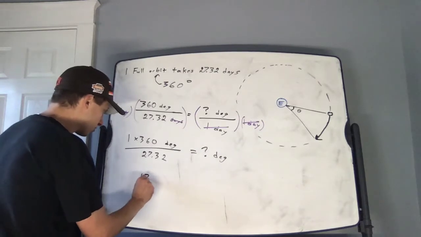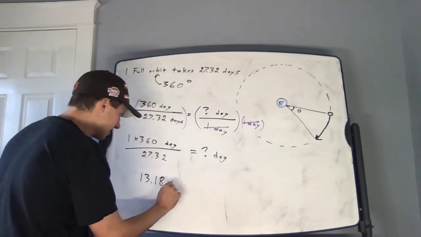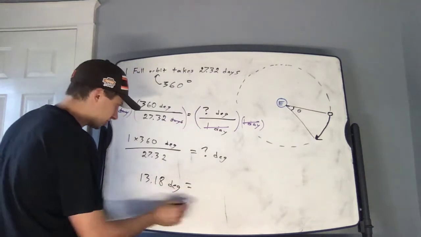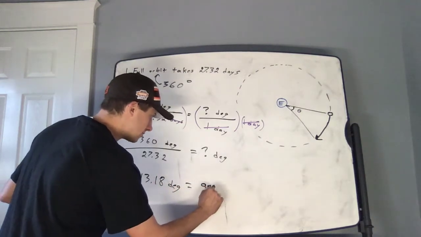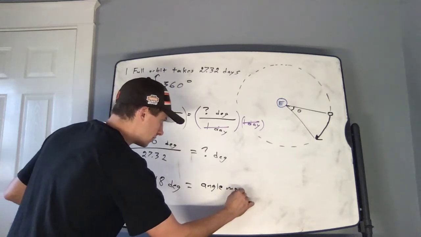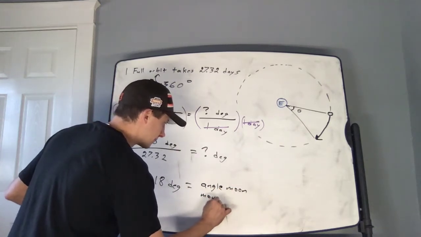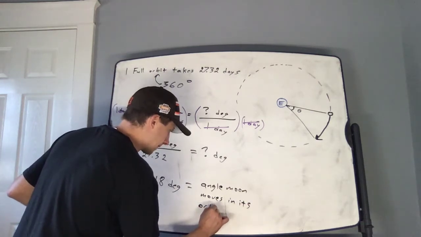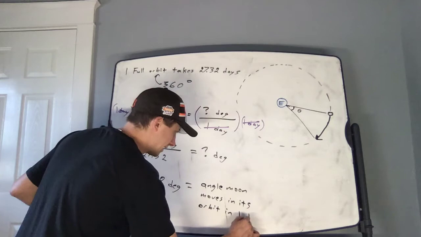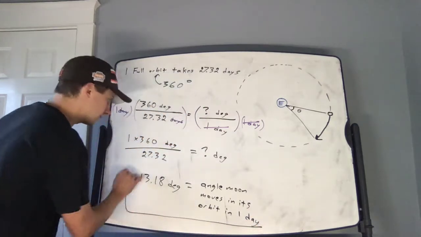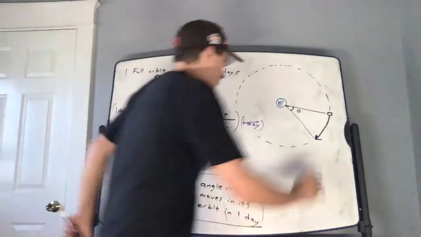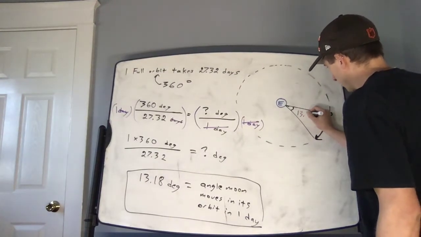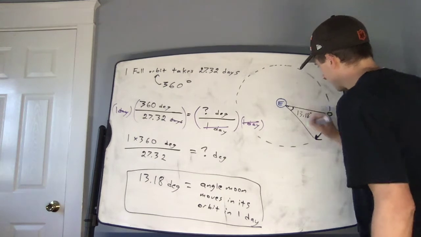So the moon travels 13.18 degrees in 1 day. So this is the angle the moon moves in its orbit in 1 day. So I could say this angle that the moon moved in the sky is 13.18 degrees.